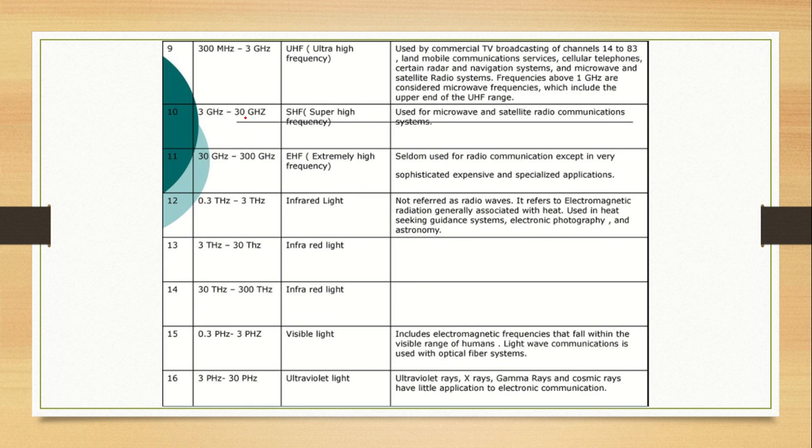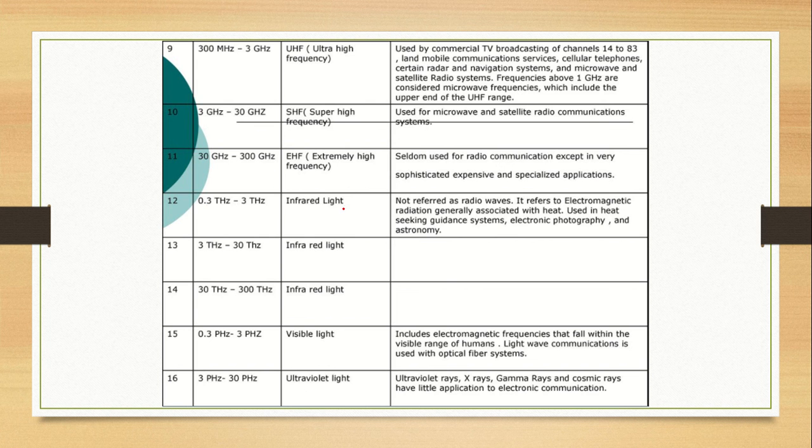Then 3 GHz to 30 GHz is SHF, super high frequency, used for microwave and satellite radio communication systems. 30 GHz to 300 GHz is extremely high frequency, seldom used for radio communication except in very sophisticated, expensive, and specialized applications. Then 0.3 terahertz to 3 terahertz is infrared.